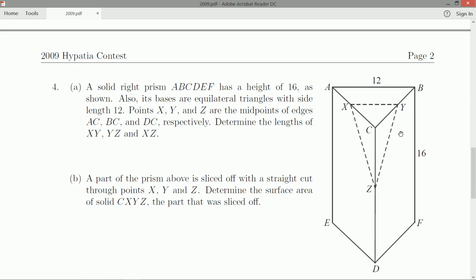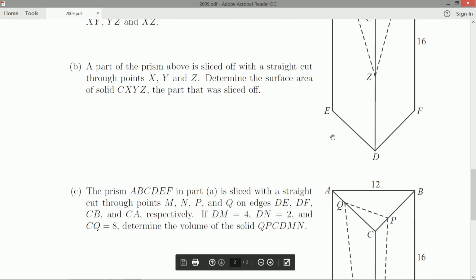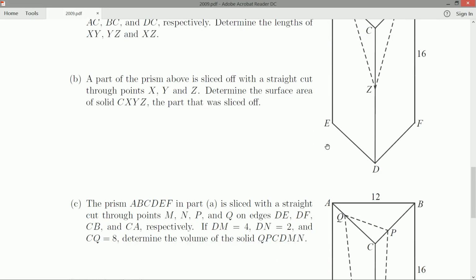Okay. Now, it's not often we get some spatial geometry in question 4. I'm just going to read through the other parts just so I understand where we're going with this. This is usually a good idea to do on question 4s on the Hypatias and Galois.